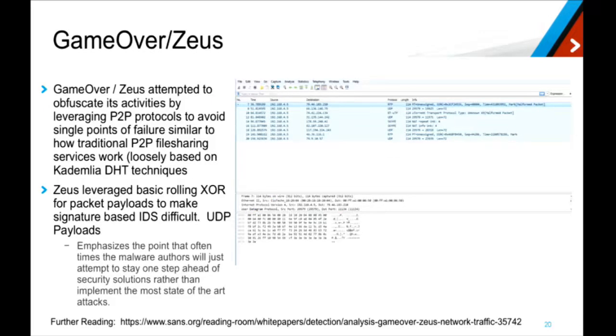So Game Over Zeus, we talked about this a little bit earlier, where basically they want to avoid having the fixed string centralized model, and to make it hard for IDSs to identify. So actually, what they do is a combination of techniques, but basically they will XOR information in the packet payloads, so it's always changing, and it's very difficult to leverage signature-based technologies with traditional IDSs to be able to identify this malware, because basically it is always changing. Now, that doesn't mean that there aren't other ways to do it, but your traditional tools of the trade, if you will, need not apply.